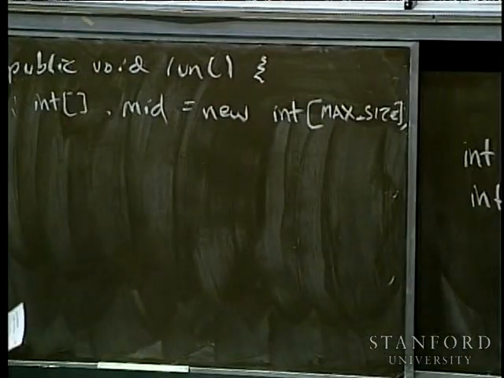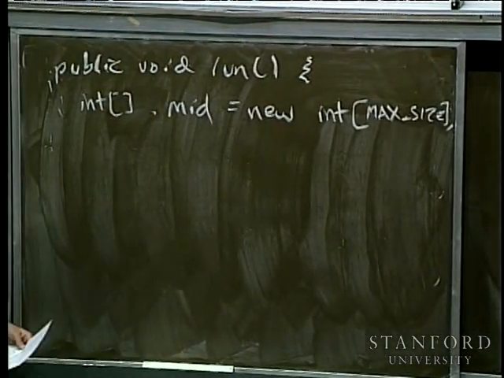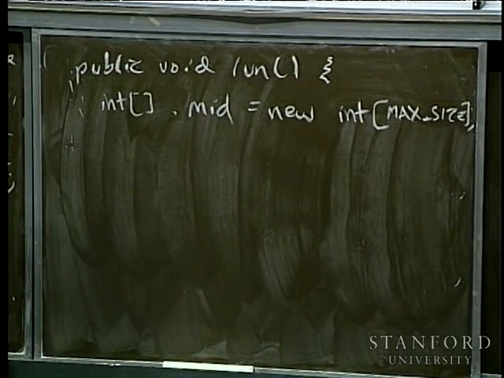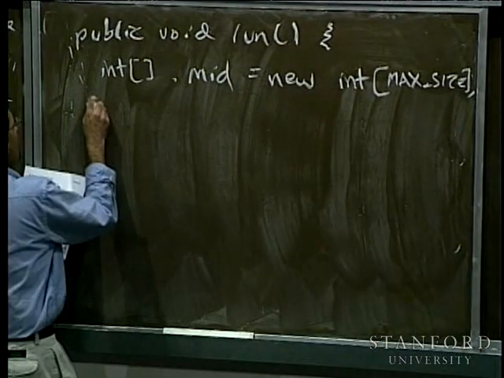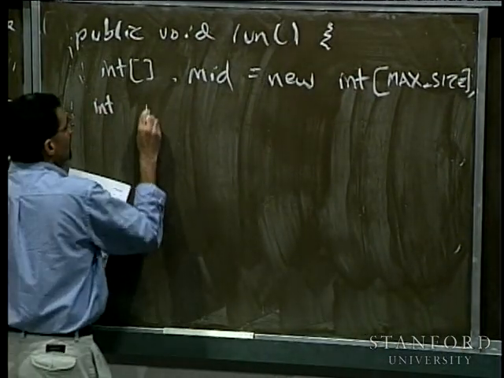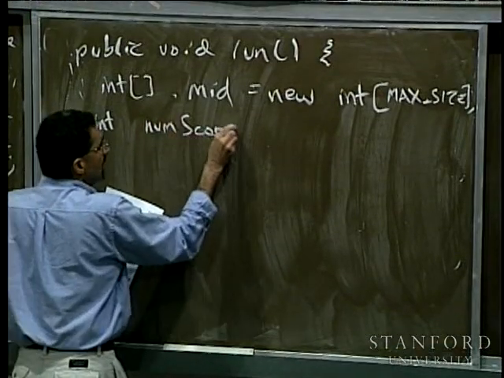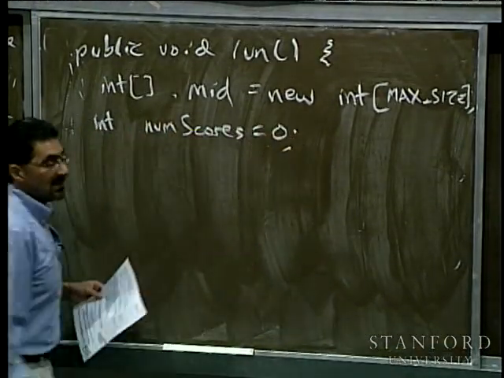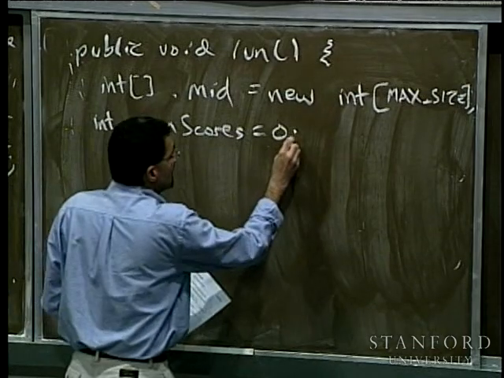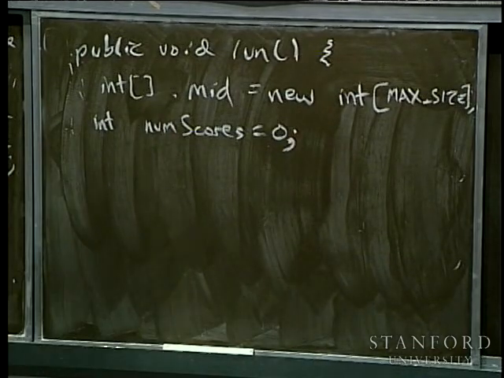And I say, oh, that's great, but I don't know how many scores I actually have, so I want to keep track of the effective size to remember how many scores I have. So I'm going to keep track of an extra integer in here called num scores, and I'm going to set that equal to 0, because to begin with, I don't have any scores that the user has given me.